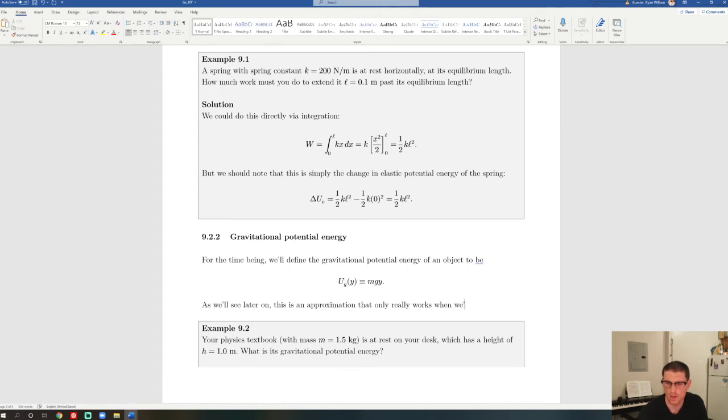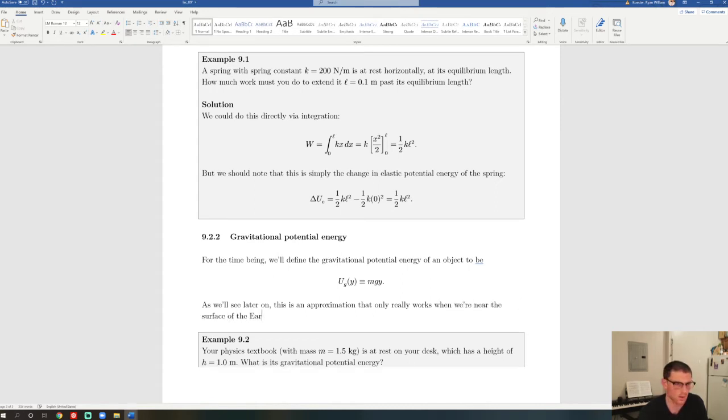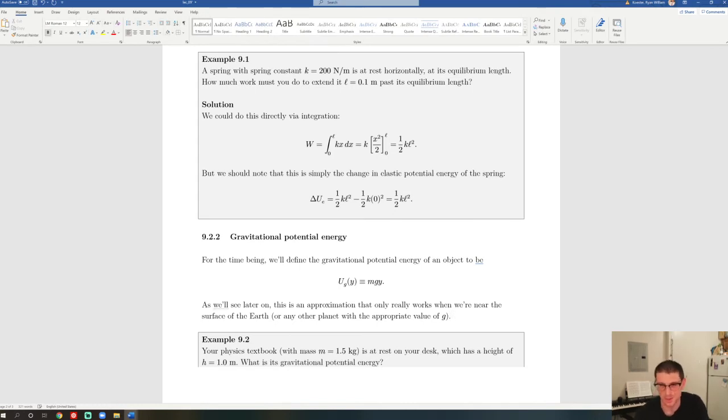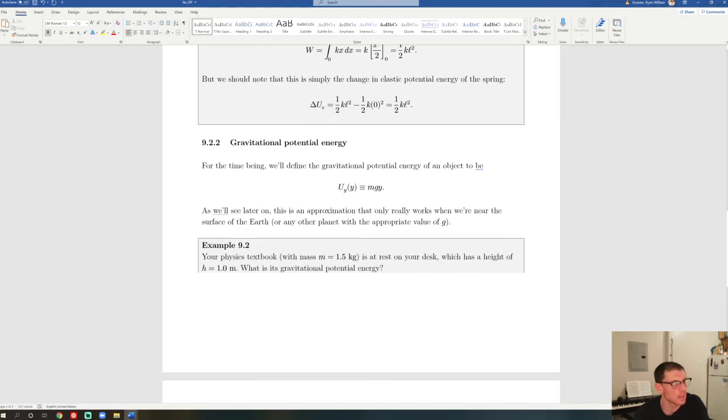when we're near the surface of the Earth or any other planet, right? With the appropriate value of g. I mean, maybe one of you is going to go to Mars someday, right? So gravitational acceleration is different there. And I should say that the reason we'll see that this is an approximation has to do with Newton's law of universal gravitation, which we won't cover for a little while. So we'll just have to hold off on that. But if you can just take it on faith for the time being that this is appropriate, we'll be fine.